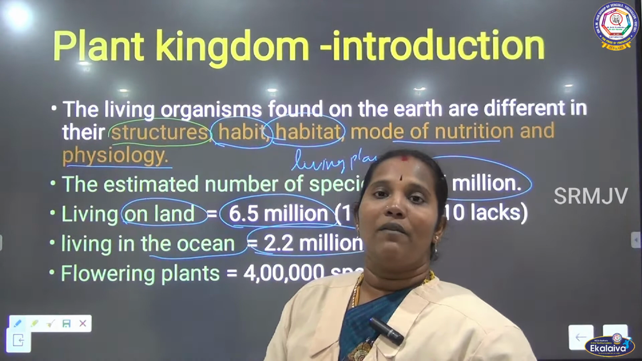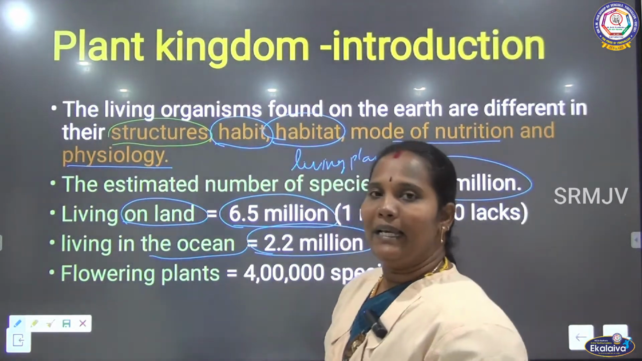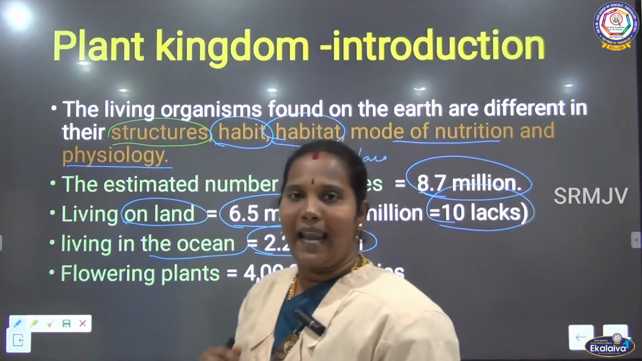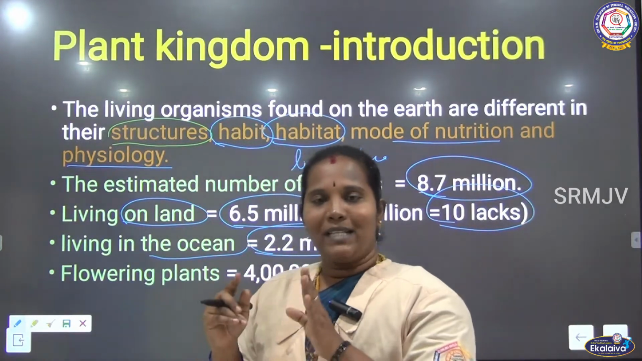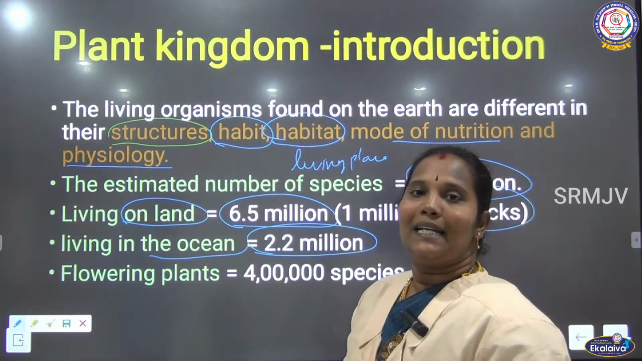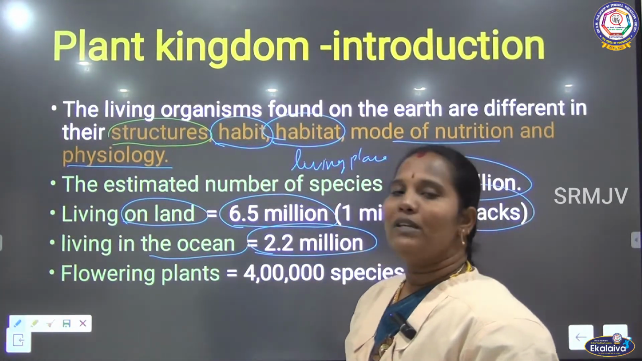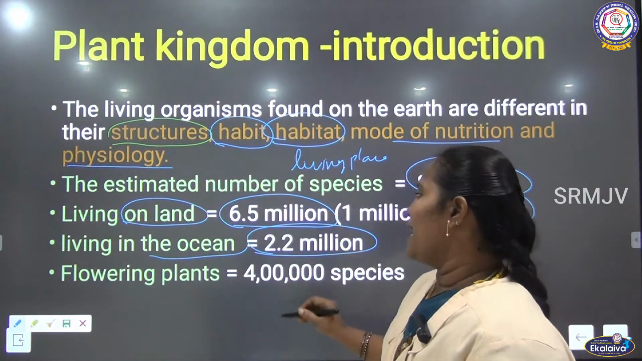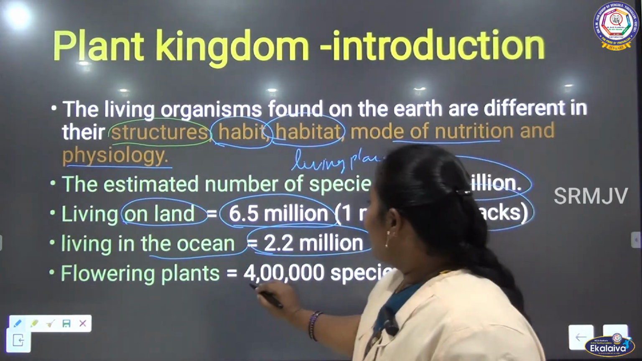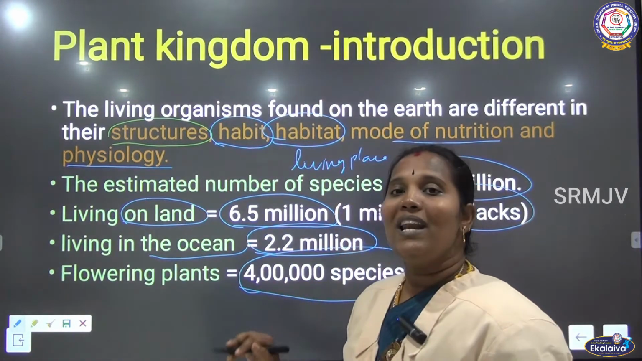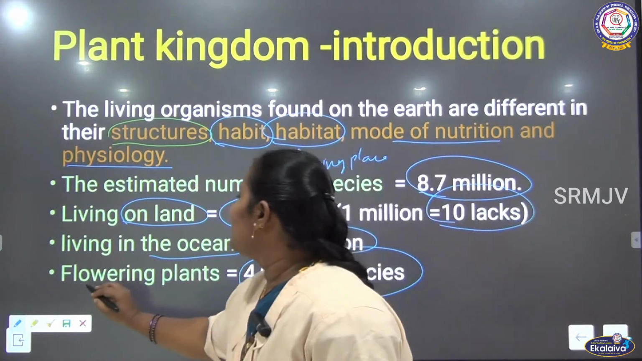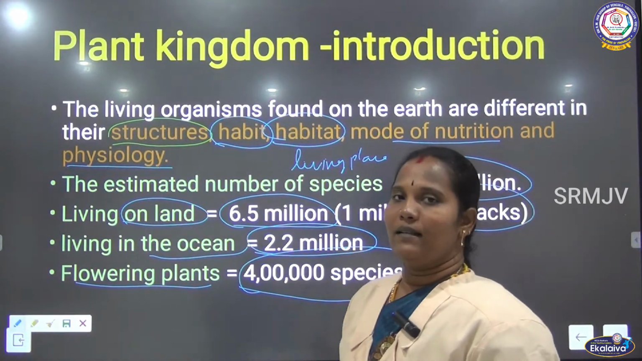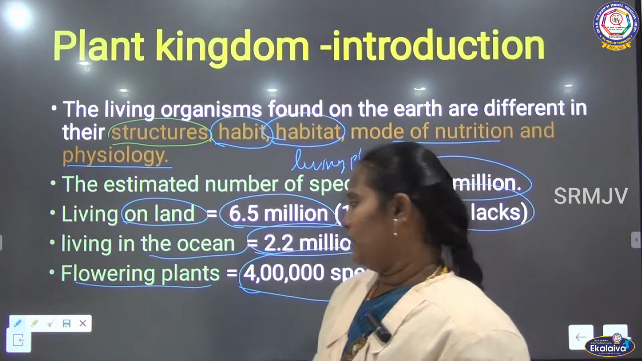So they estimated the number of plant species as 8.7 million. One million here is 10 lakhs, we know very well. So among the 8.7 million, 6.5 million is terrestrial, living on land. The remaining 2.2 million is the aquatic plant species. Among these plants, only 4 lakh species can bear flowers. So only 4 lakh species are flowering plants. Clear? This is the plant kingdom we have to see.